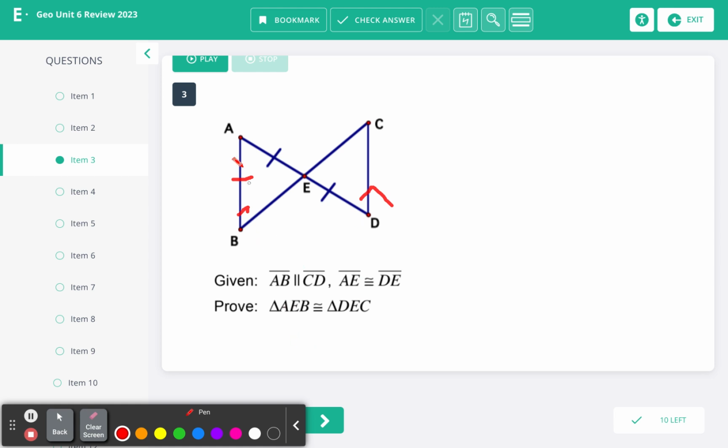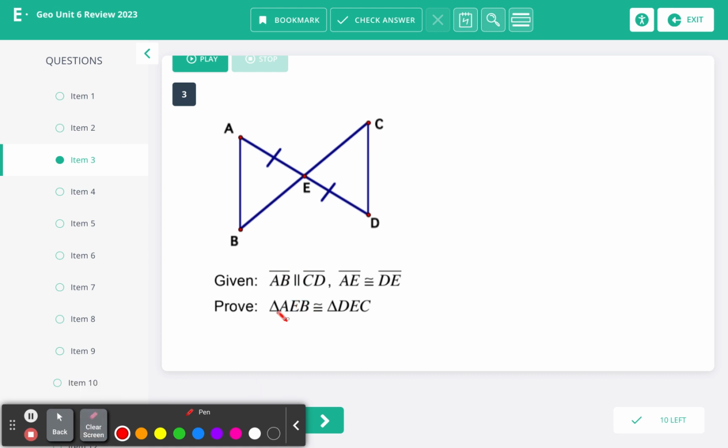Okay. We don't know that AB is congruent to CD. But when we have parallel lines, I know that we're going to have alternate interior angles that are congruent, okay? And I think that's going to be one of our first steps in our proof. All right, so again, we have these parallel sides, A, B, and C, D, because that's what we are given, all right? And we're also given that AE is congruent to ED.